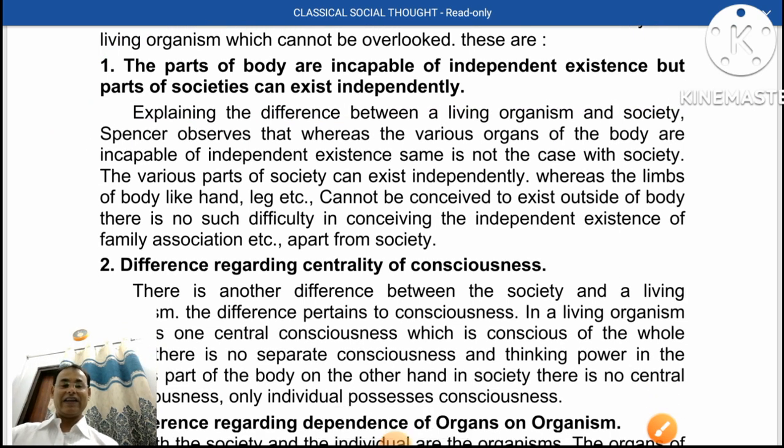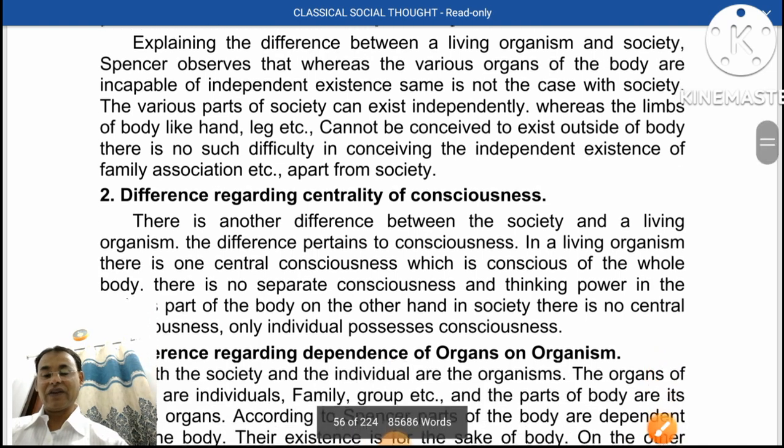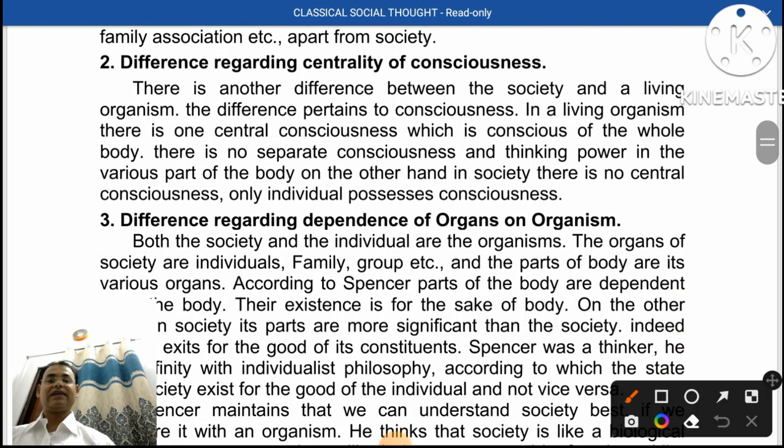Explaining the differences between a living organism and society, Spencer observes that whereas the various organs of the body are incapable of independent existence, the same is not the case in society. The various parts of society can exist independently, whereas the limbs of the body, like hand, leg, etc., cannot be conceived to exist outside of the body. There is no such difficulty in conceiving the independent existence of a family or association apart from society. These are the differences regarding the centrality of consciousness.